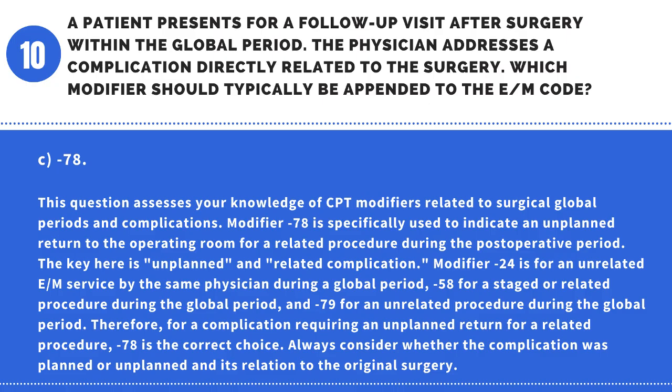Modifier -24 is for an unrelated E/M service by the same physician during a global period, -58 for a staged or related procedure during the global period, and -79 for an unrelated procedure during the global period. Therefore, for a complication requiring an unplanned return for a related procedure, -78 is the correct choice. Always consider whether the complication was planned or unplanned and its relation to the original surgery.